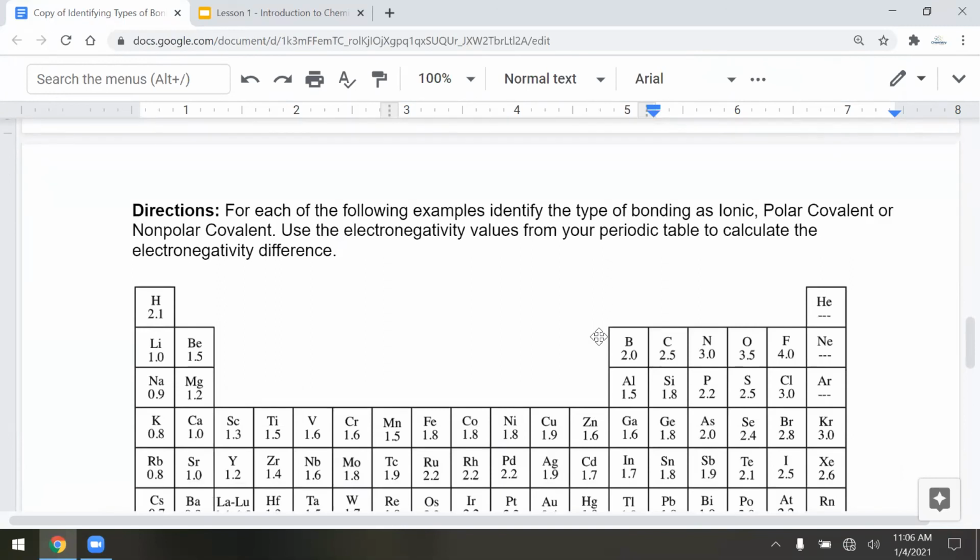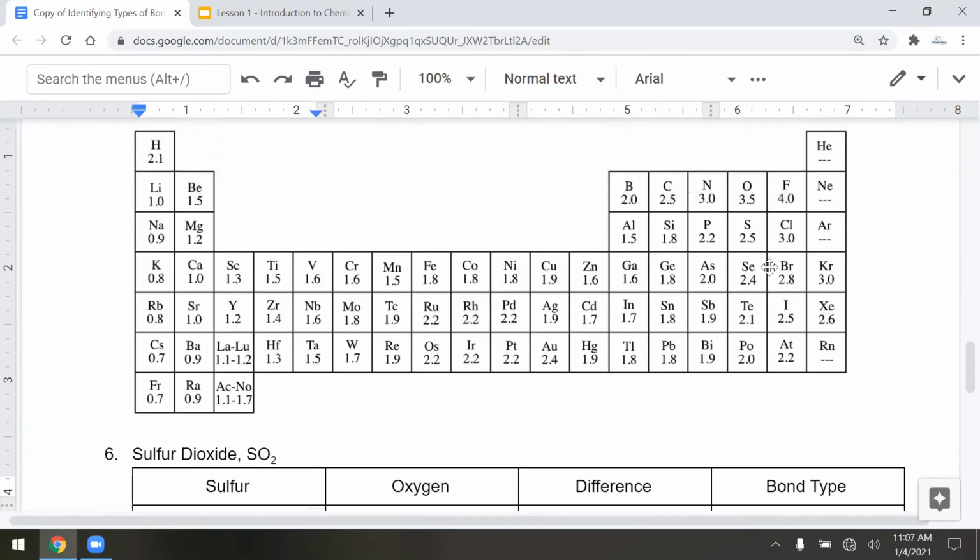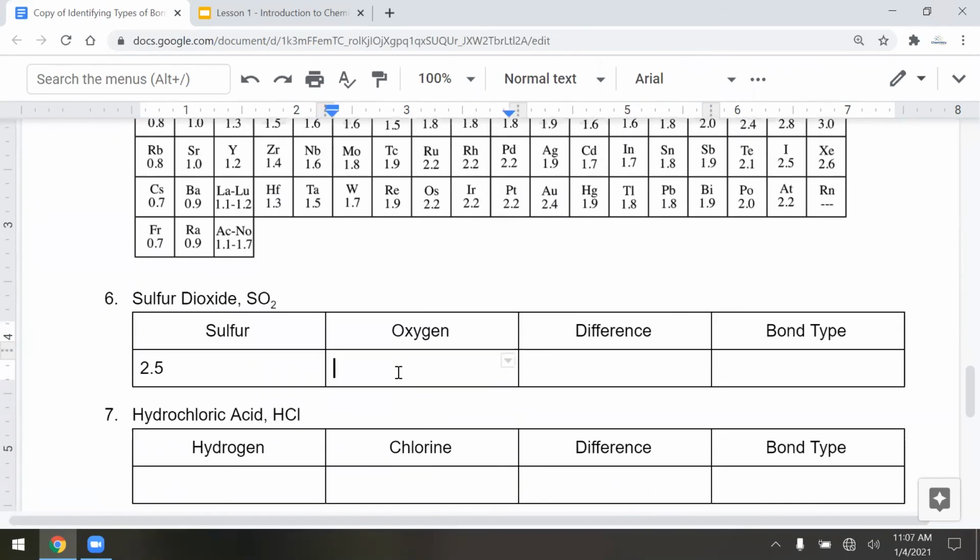Okay, when we scroll to the second page, we're going to notice a second periodic table. This one gives us different information. So instead of telling us whether we have a metal or a nonmetal, we have electronegativity data. So if we look at our first example, which is the molecule sulfur dioxide, we're going to identify the electronegativity value for sulfur, which is over here at 2.5. We're going to identify the electronegativity value for oxygen, which is over here at 3.5.